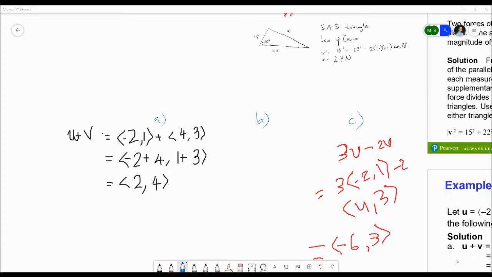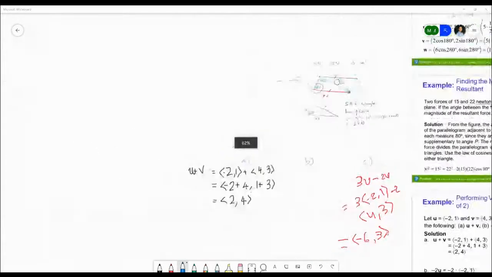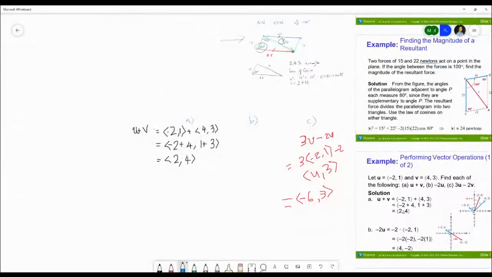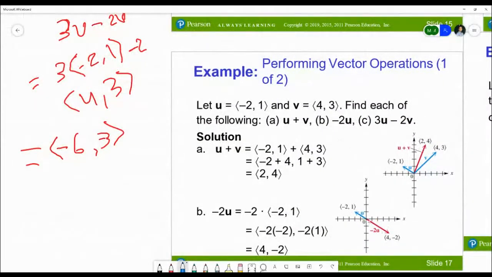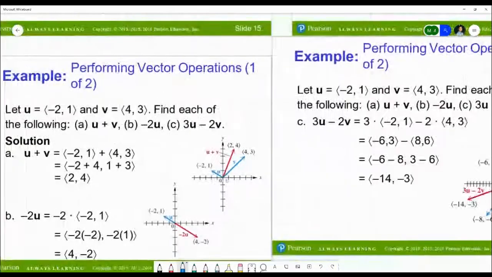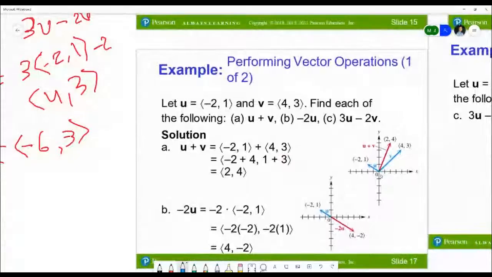All right, very good. So let's check our progress here. You have 2, 4. Very good. For part B, all we have to do is multiply -2 with u. You can see that after multiplying by a negative number, it changes the direction, and the 2 stretches that vector by 2. So now it's twice as long as the original vector u. For part C, we multiply 3 with u and -2 with v, and then add them together. So we got -14 and -3. Looks like you missed that one, Mohammed.